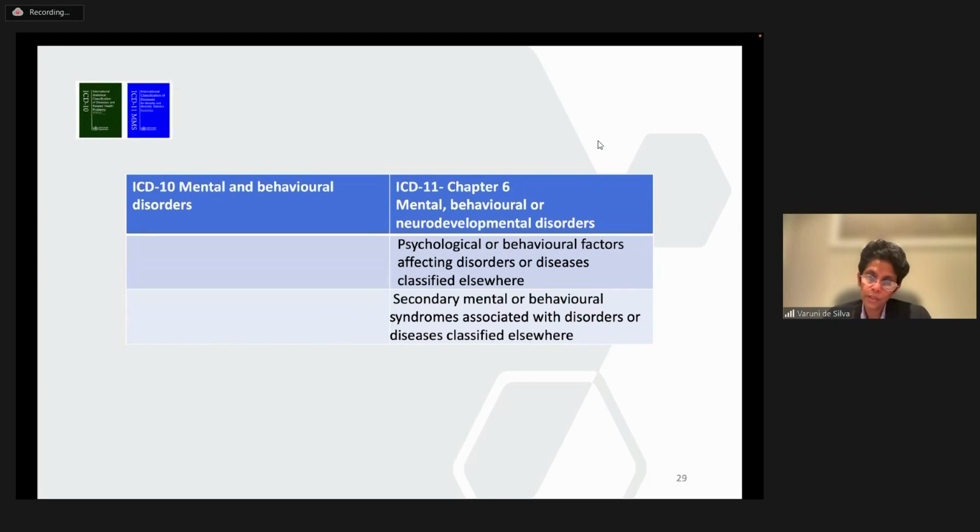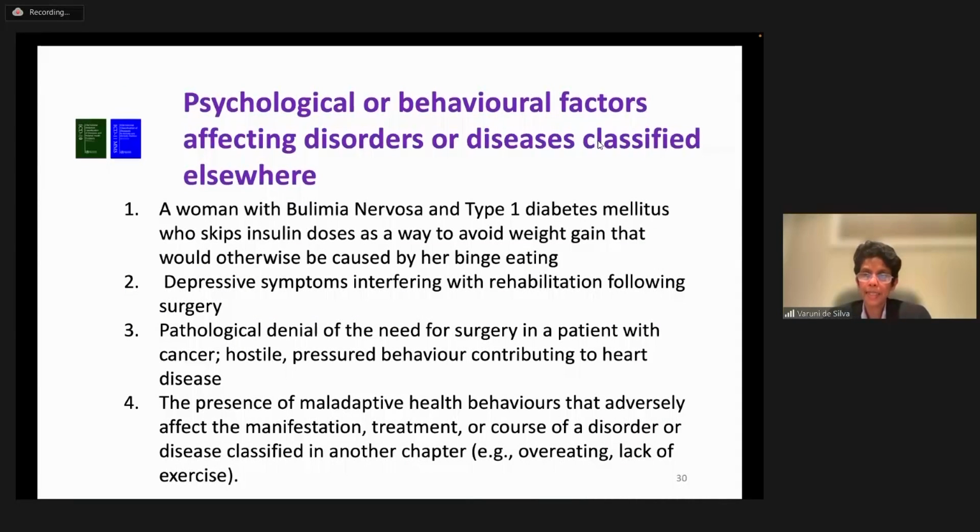One is called psychological or behavioral factors affecting disorders or diseases classified elsewhere, and secondary mental or behavioral symptoms associated with disorders or diseases classified elsewhere. I think we used to use the condition adjustment disorder or secondary organic conditions for most of these. Just to understand what can be classified here, it seems to me that a lot of conditions that we see in our liaison psychiatry unit in the general hospitals are included here.